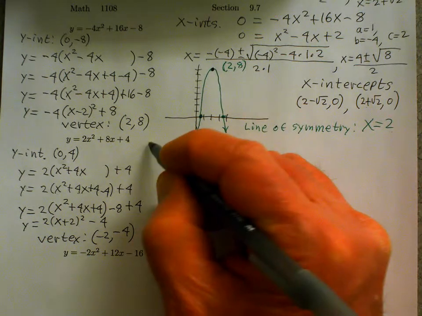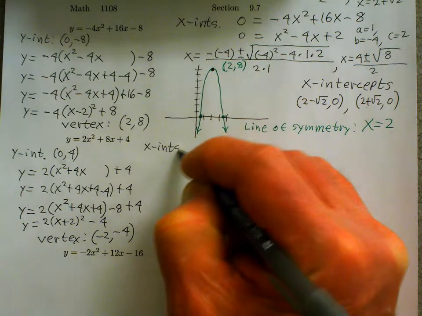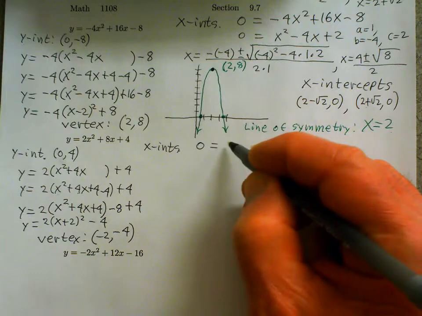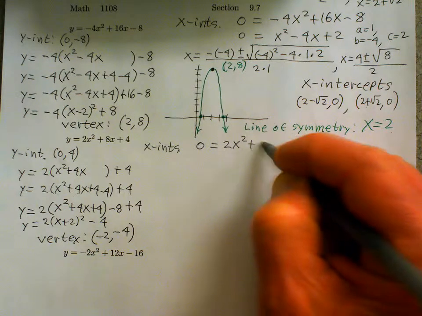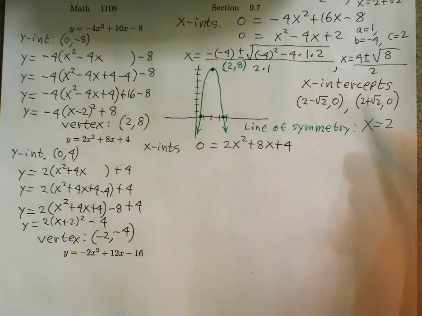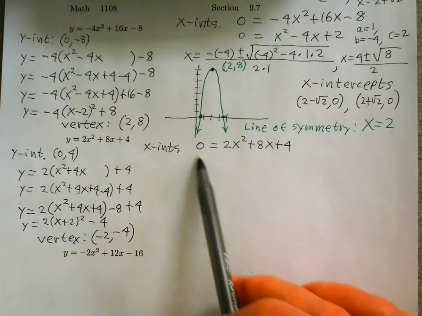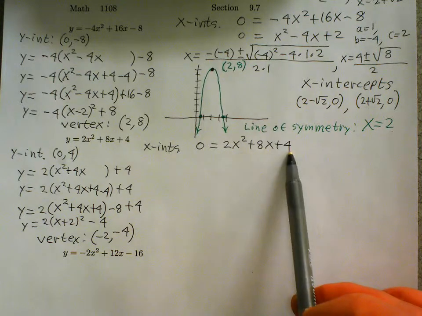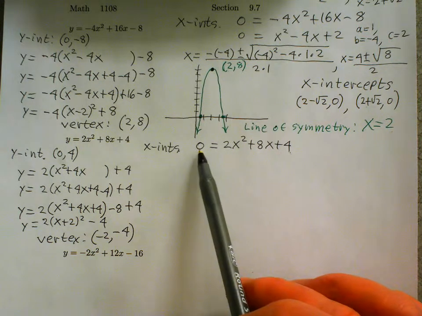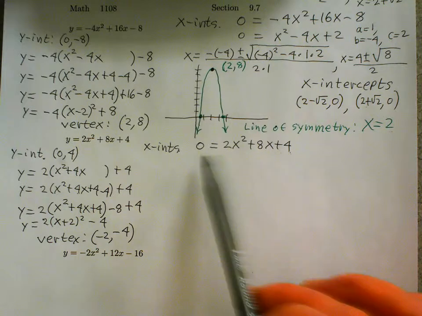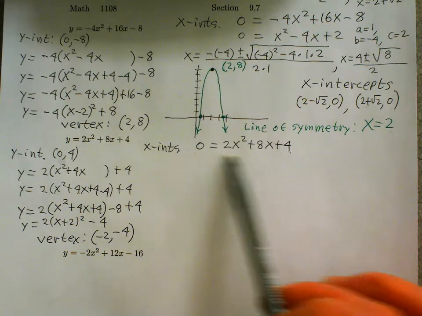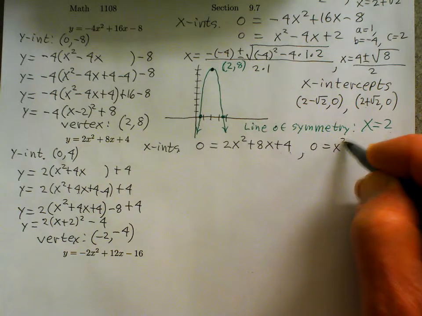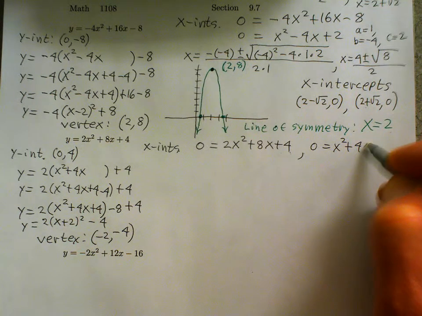Okay, so to find the x-intercepts, replace y with 0 and solve for x. So we have 0 equals 2x squared plus 8x plus 4. Now that we're just solving an ordinary quadratic equation in the variable x, we can divide every term on both sides by the same non-zero number. So we'll divide every term on both sides by 2, and we get 0 equals x squared plus 4x plus 2.